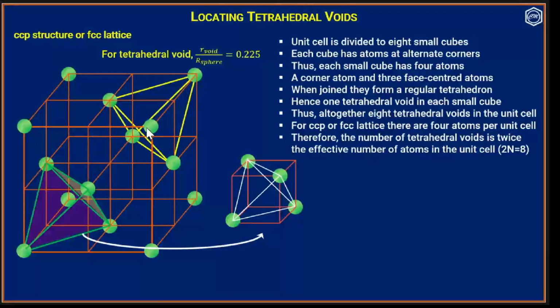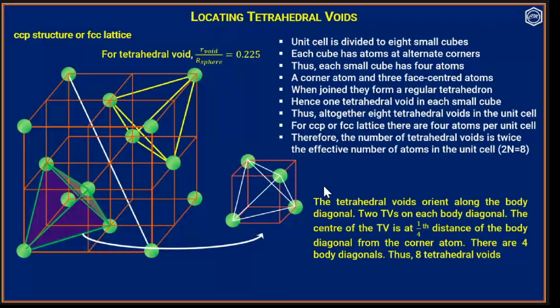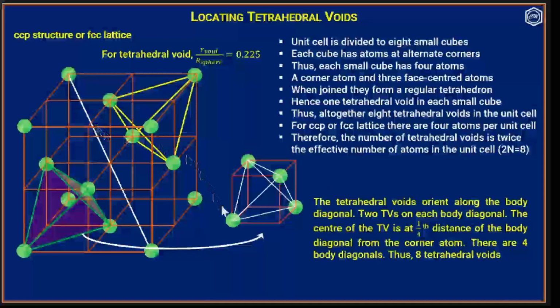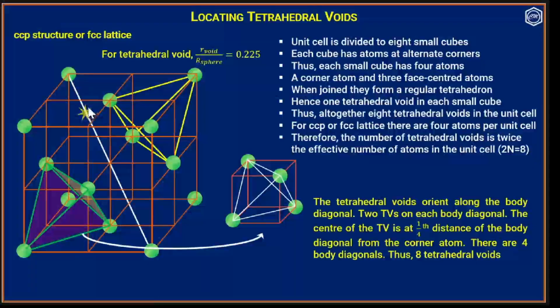And this is another tetrahedral void, and these tetrahedral voids orient along the body diagonal. Here also we can imagine a body diagonal. There are 2 tetrahedral voids on each body diagonal, at 1/4 distance. If you take the center of the tetrahedral void, this is the center, here also it is the center, and that is 1/4 distance from the corner atom. There are 4 body diagonals, and thus there are 8 tetrahedral voids.